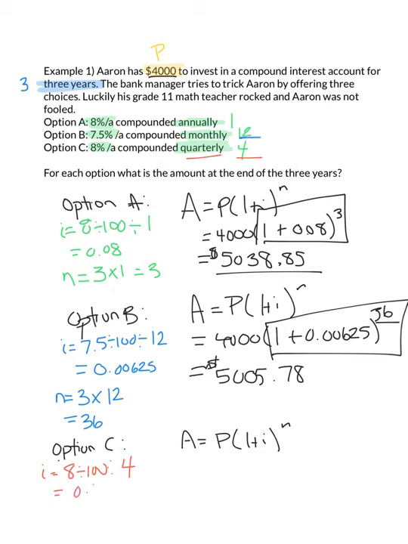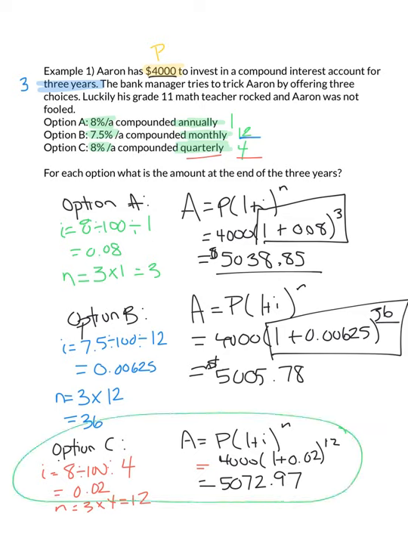So 0.02. And my n is going to be 3 times that magic number, which was 4, so 12. So when I plug this in, I'm going to get 4,000 times 1 plus 0.02 to the 12. And that is going to leave me with $5,072.97. So right away, I can see that my best bet is going to be option C. That would give me the most amount of money. If I had more space, we would do a therefore statement right here.